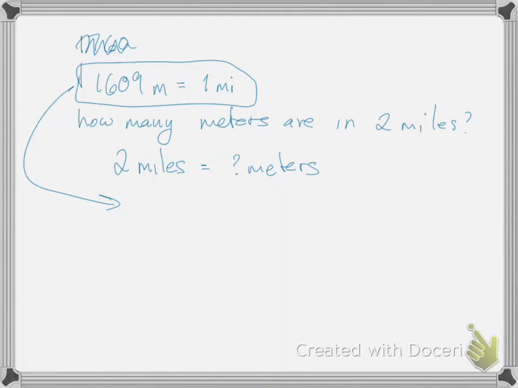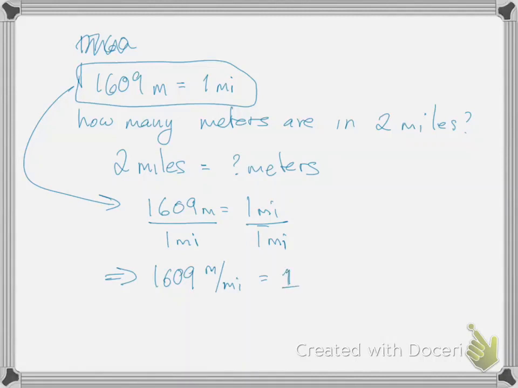So I'm going to take that 1,609 meters equals 1 mile, and I'm going to divide both sides by 1 mile. This is mathematics. And so what this equation turns into is 1,609 meters per mile equals 1 mile over 1 mile. 1 mile over 1 mile is equal to what? It's equal to 1. So this is what's called a conversion factor. A conversion factor is a quantity that is equal to 1, and it allows you to convert units.